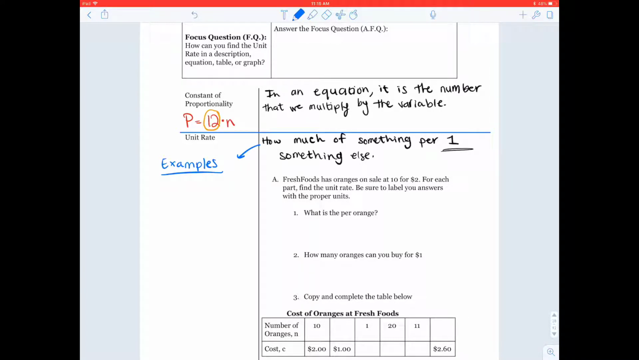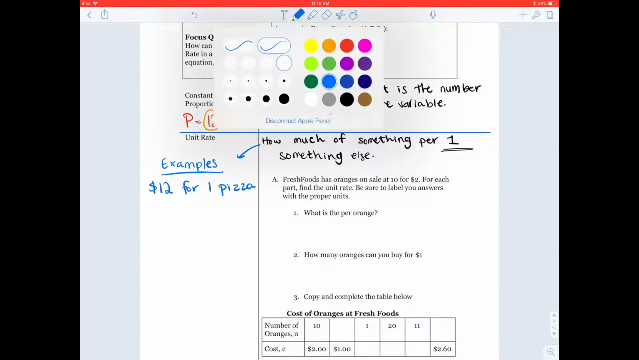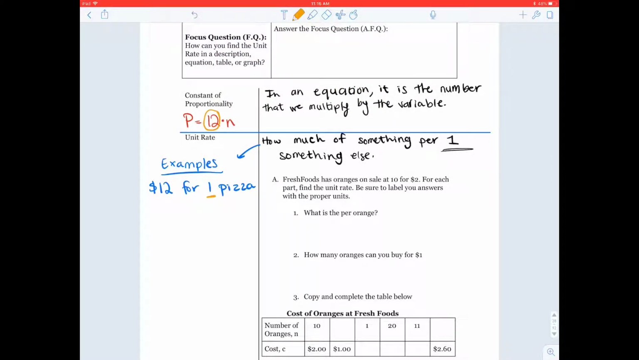Examples of unit rates. So going back to the previous investigation, we said one good example was $12 for how many pizzas? 1 pizza. So here's our 1. The 1 is super important. Let's think of another one. What about this? 25 miles per 1 hour. You guys probably read this as just 25 miles per hour. The 1 we kind of skip, but it's still there. 25 miles per 1 hour.